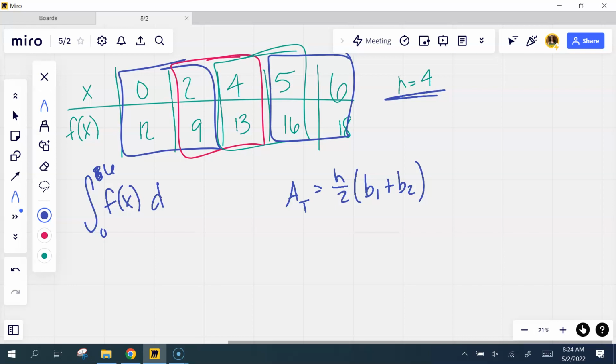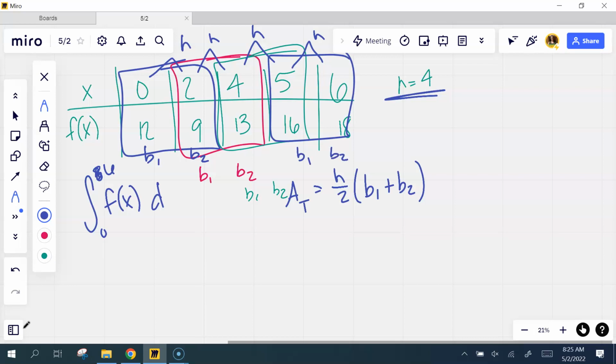This is the distance between your x's, that's going to be your h each time. And when you've got a table of values, it's not always the same value. This is going to be base 1 and base 2. And then for the next one, this will be base 1, base 2. And then for the next one, base 1, base 2. And then for the last one, base 1, base 2.